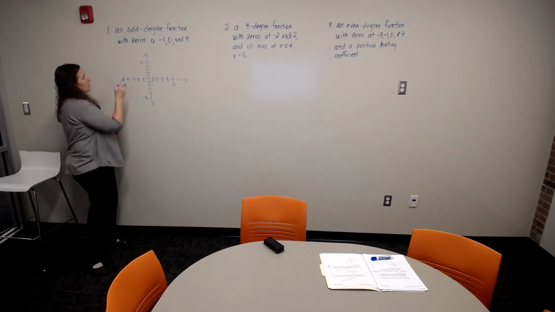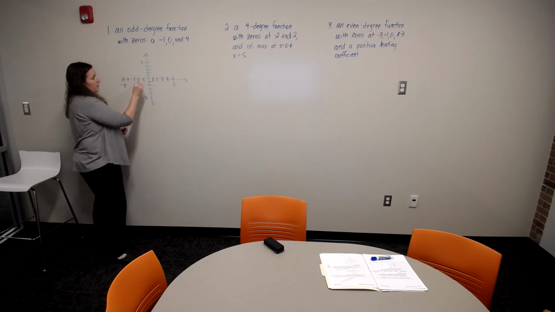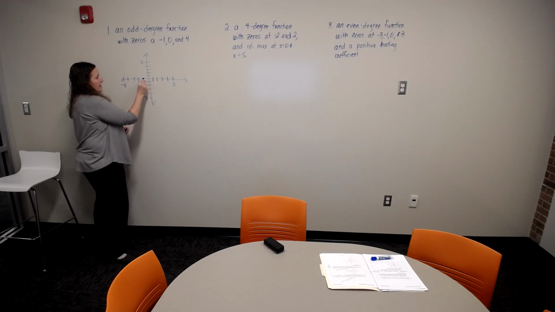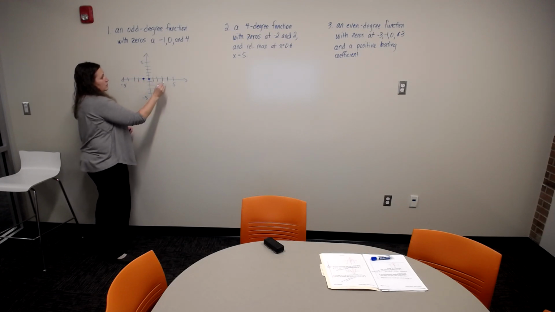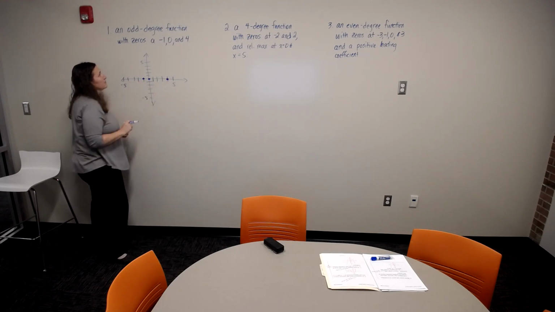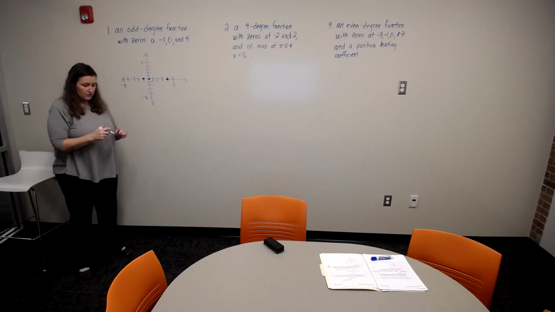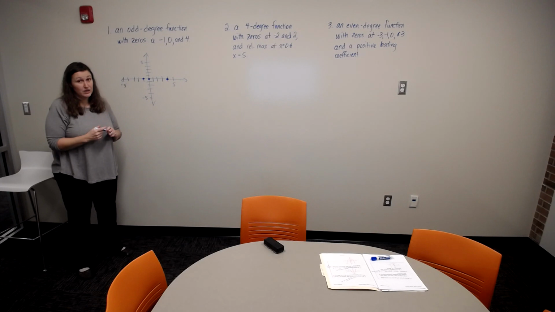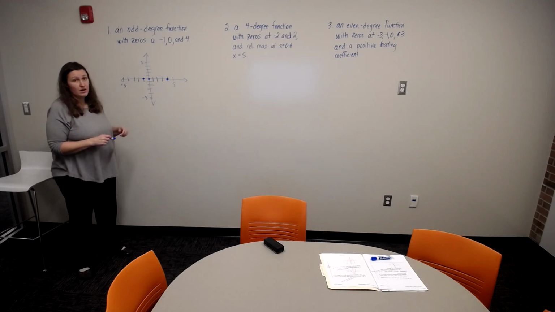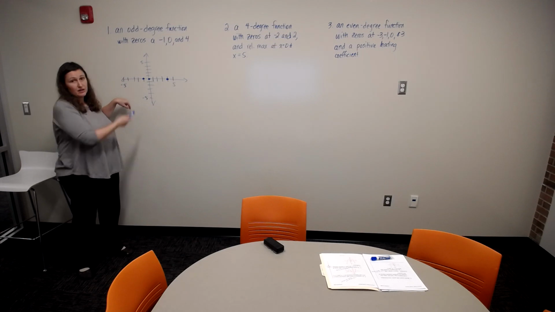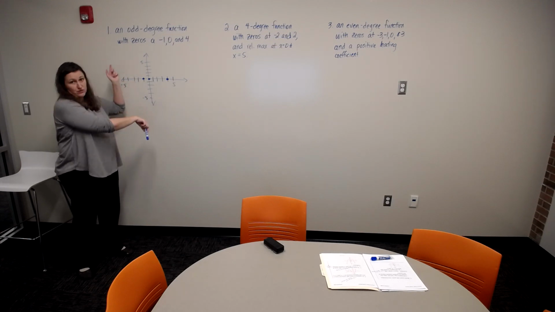Okay, we do know there are zeros at -1, 0, and 4, so we know it has to cross the x-axis at those points. So I'll go ahead and put those points. And also we know it has to be an odd degree. So because it's an odd degree, we know that the end arrows have to go opposite directions. So either the left side's going to be down and the right side's up, or vice versa.